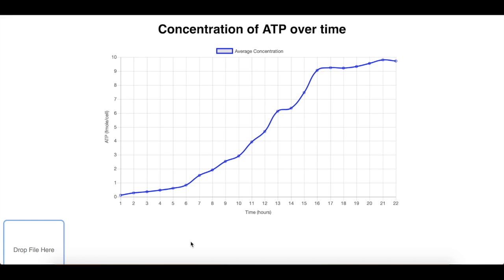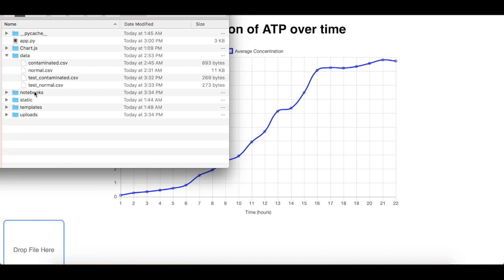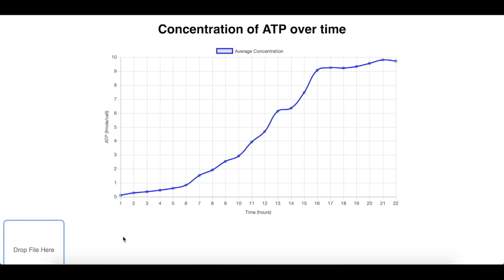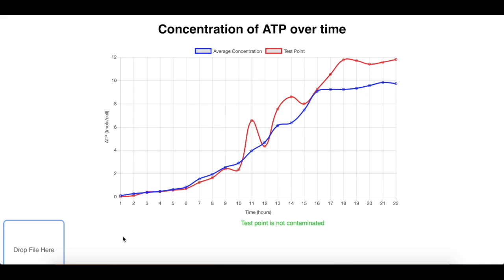Here is the aggregated average of ATP levels in normal fermentations without contamination. We can drop in test data, which will be characterized as contaminated or not. Our first test is a non-contaminated sample and is characterized as such.